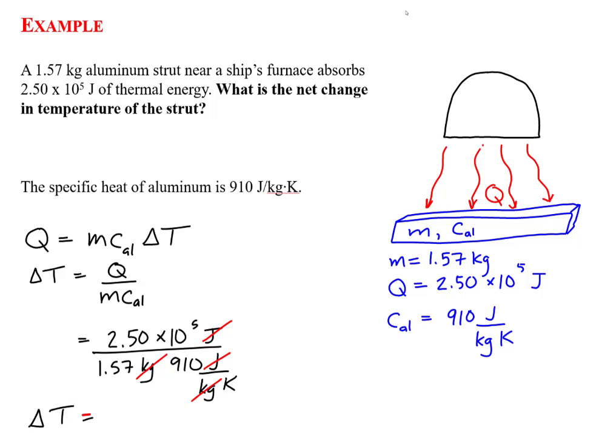So we can now plug this into our calculators to find that the change in temperature of this aluminum strut is 170 Kelvin, which is also equivalent to a change of 170 degrees Celsius.